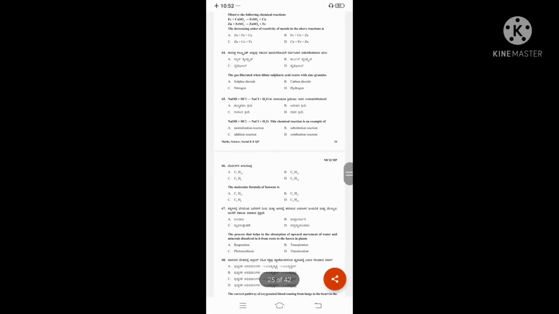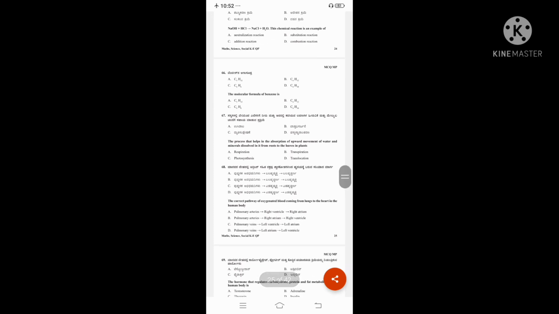Next, the decreasing order of reactivity of the metals above is, option zinc greater than copper greater than iron. Next, the gas liberated when dilute sulfuric acid reacts with zinc granules. So that is going to liberate hydrogen gas.